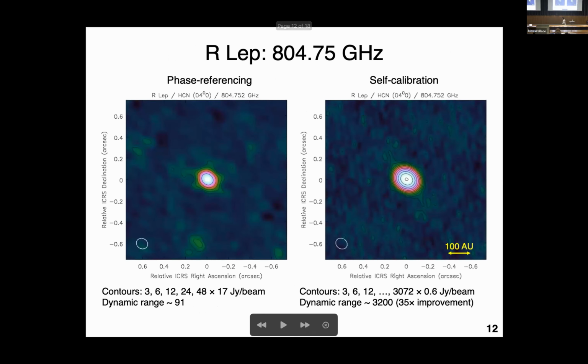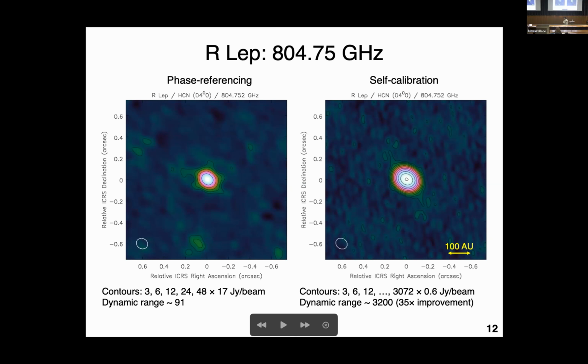Going back to the ALMA data, because the detected HCN emission is so strong, we are able to do self-calibration to improve the dynamic range, and the numbers are very similar in most of the sources. The initial dynamic range using phase referencing calibration was about 100, and after self-calibration on the maser, we obtained a maximum dynamic range of about 3,000.